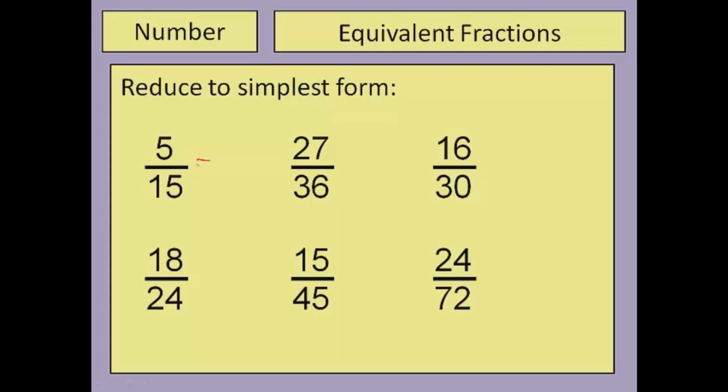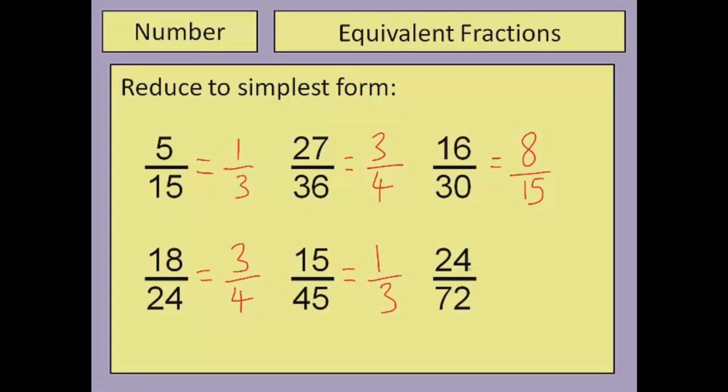This first question, you could divide them both by 5 and you'd end up with 1/3. This next one, they actually both divide by 9 if you did it quickly, and that would give you 3/4. This next one, they both divide by 2, so you'd get 8 out of 15. This next one, I'd divide by 6 and you would get 3/4 again. This next one actually divides by 15, so you would get 1/3. And this final one, believe it or not, divides by 24, so you would get 1/3.